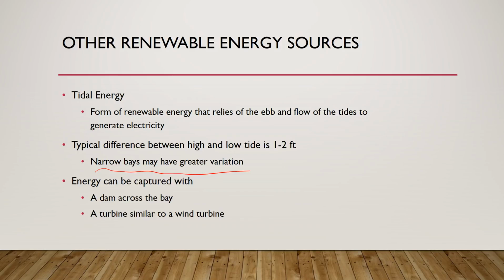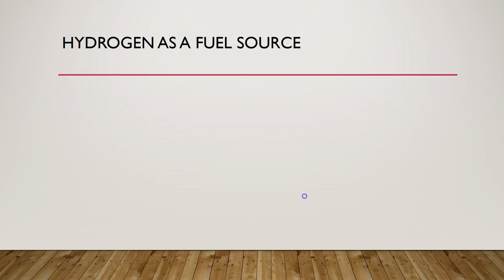So you could put a dam across the bay, although not so environmentally friendly, but some sort of turbine underwater that spins could create electricity for us. Of course, this has to be done in coastal areas.